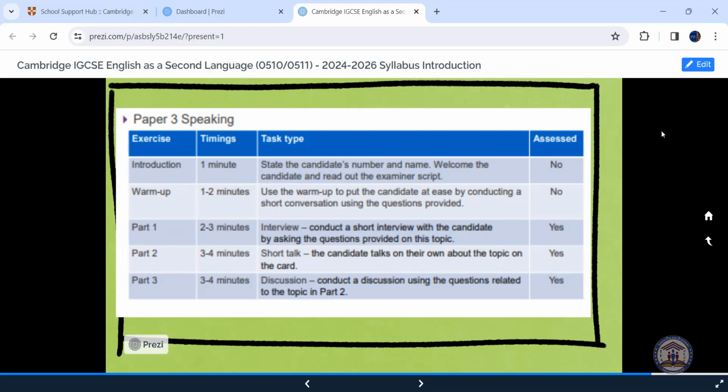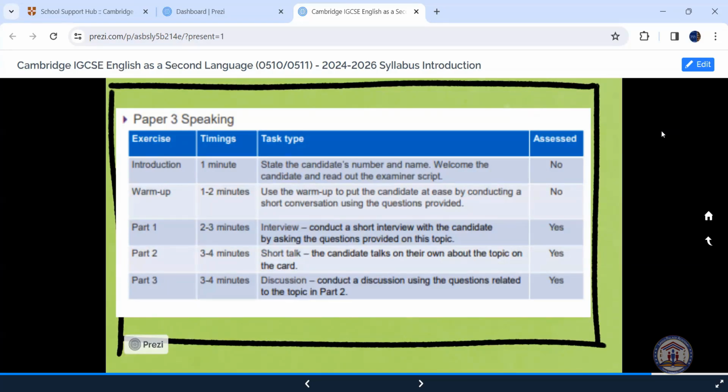Part 1 is between 2 to 3 minutes. It's a kind of interview. Most of the questions are about specific and personal issues. Like, for example, can you tell me about the village or town where you live? And after he answers, what can you do in your free time in your area? When he answers, do you think it's healthier to live in a town or in a village, and why? So these questions are personal, the interview part.